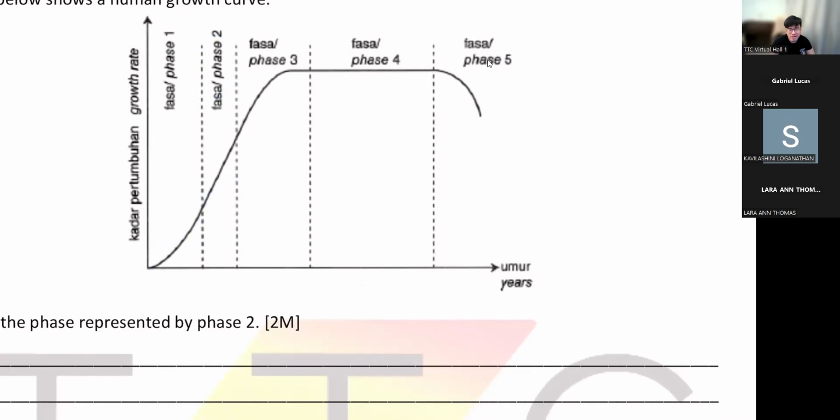This is slow growth, which is around from 4 years old to 12. From your kindergarten to you ending your primary school, that's your childhood. So slow growth. And then you go rapid again. This is your adolescence, remaja, which is what you're doing right now.